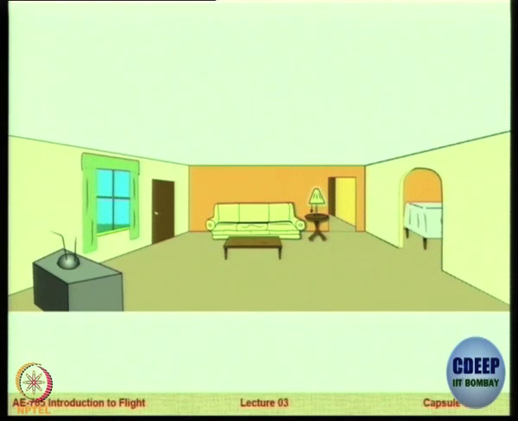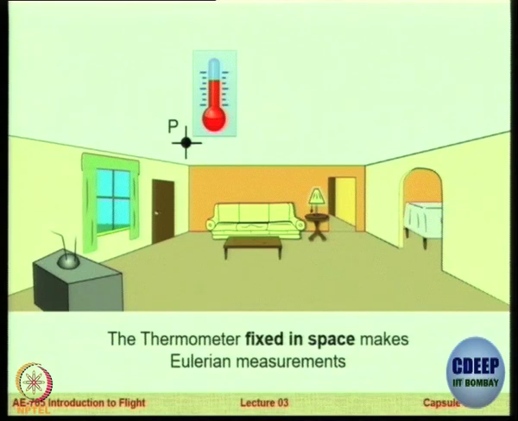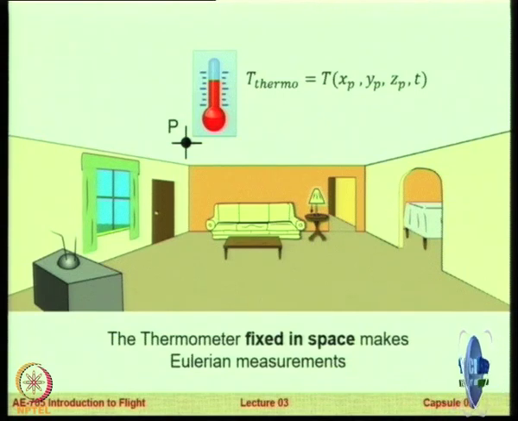So an example, this is a typical drawing room. You have a fixed point in space P. At that point, I installed a thermometer. The thermometer that is fixed in space is going to measure only Eulerian measurements. If I record the reading of this thermometer over a day, I can get the value of temperature at that point x, y, z as a function of time. Typically it will increase, then become less, etc. So the T of the thermometer, which is the field function, is defined everywhere along this field. Is there a place where it is not defined? It is defined everywhere. It's a function of the x, y, and z coordinates of that point P and time t.